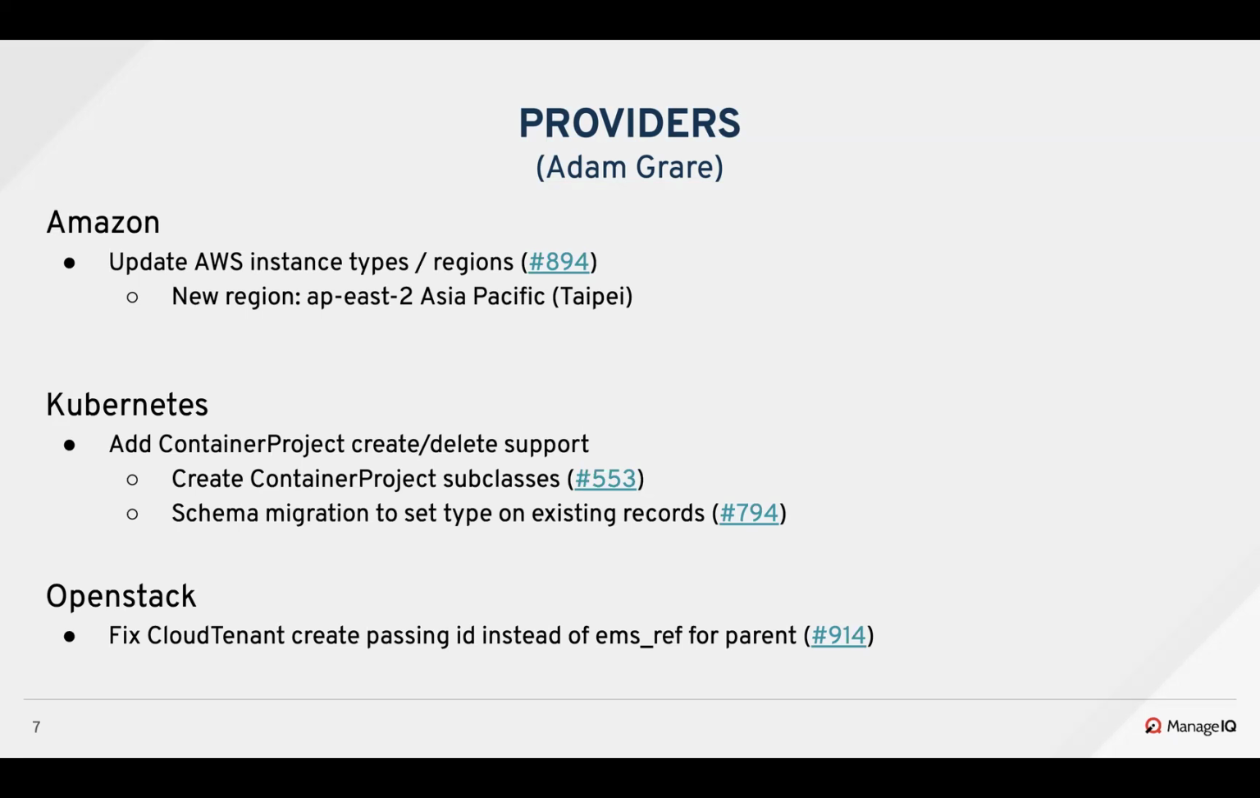For Kubernetes, some community users added the ability to create and delete container projects on Kubernetes. This was previously available as a method on OpenShift, the OpenShift manager directly. What they ended up doing was creating subclasses under each of the providers for the container project class and exposing the more standard create and delete methods on those classes. So this is inherited by all of the other Kubernetes providers. So OpenShift, Amazon, Google, Kubernetes, all of those get this functionality.